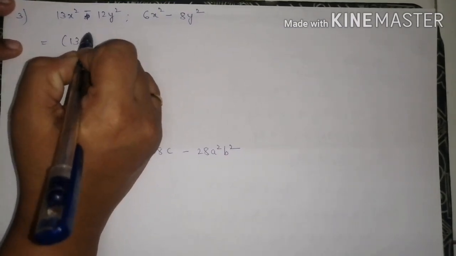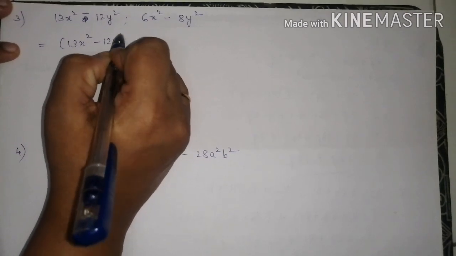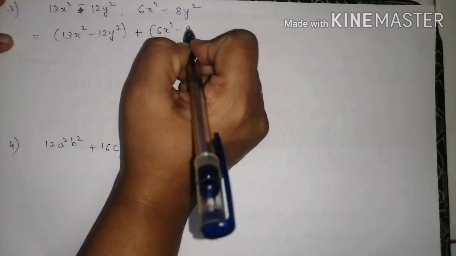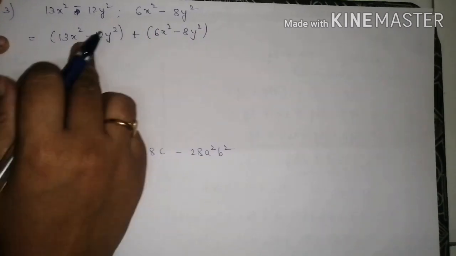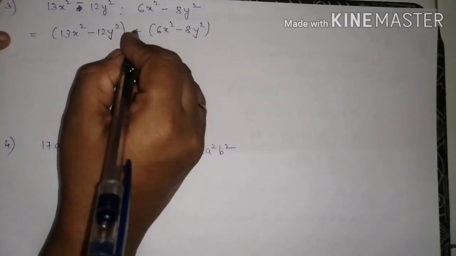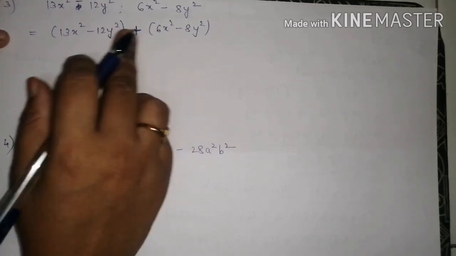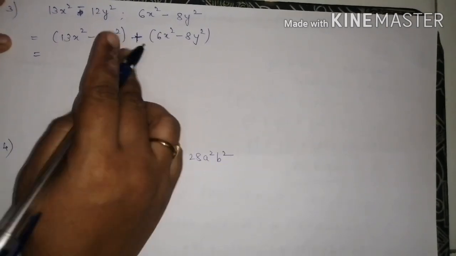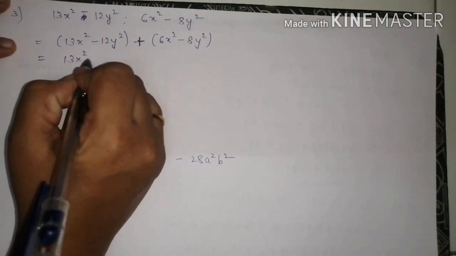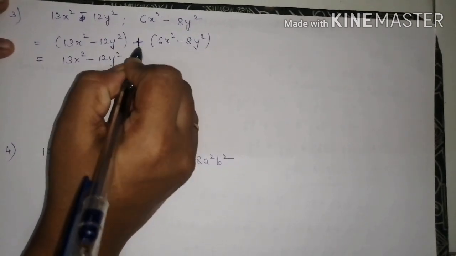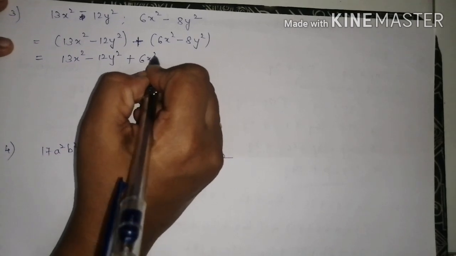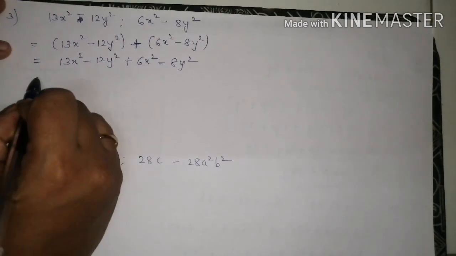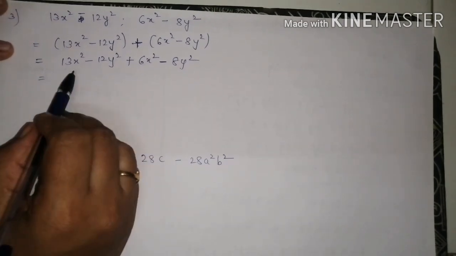So (13x² − 12y²) plus (6x² − 8y²). I have put them in brackets, and we are adding, so I have put a plus sign in between the two brackets. What is the next step? Open the brackets: 13x² − 12y² + 6x² − 8y². After opening the bracket, you know the next step: collecting like terms.